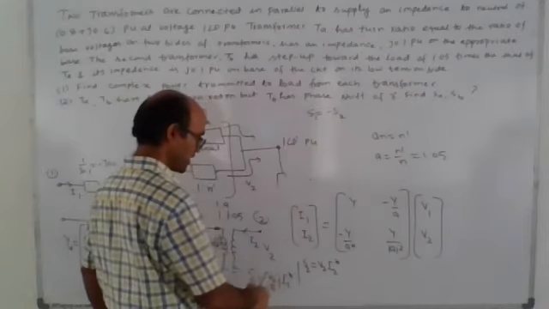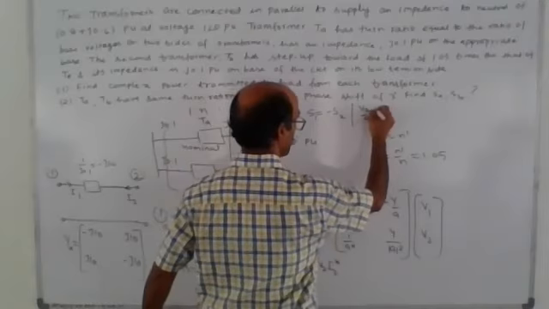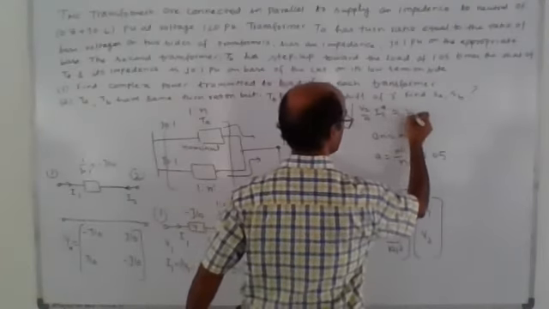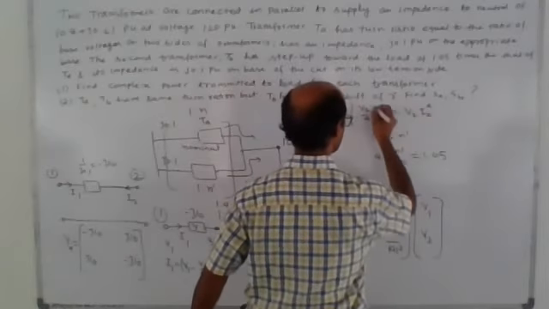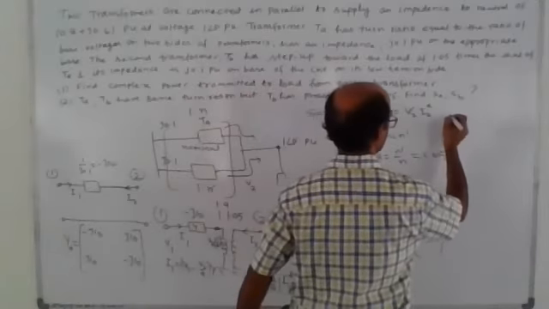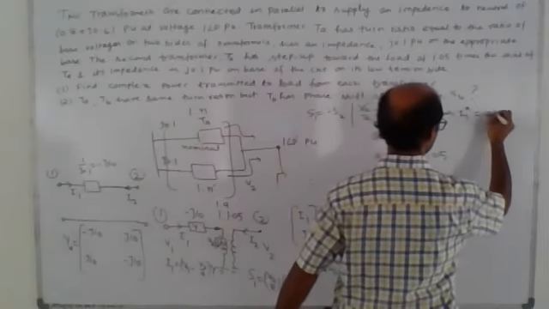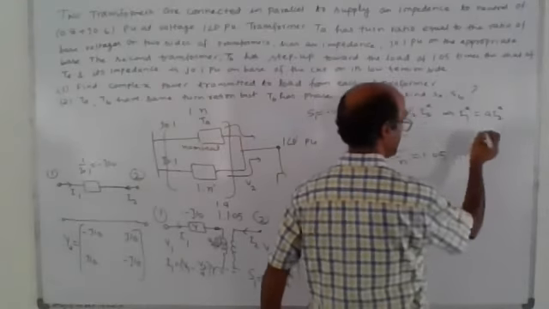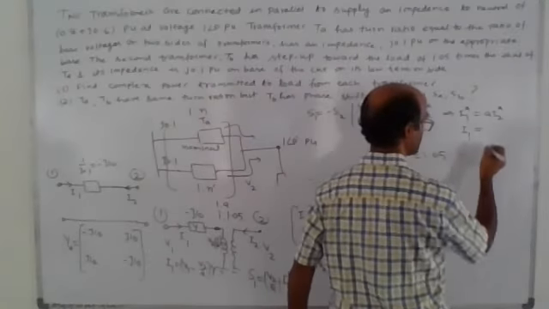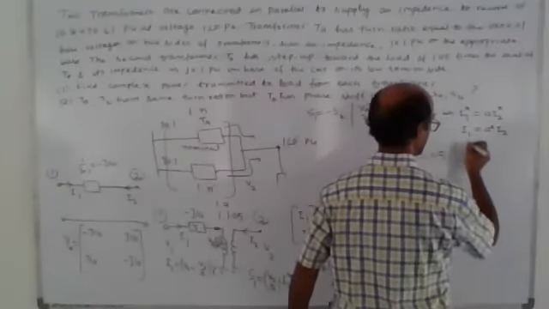If you put both equal, then V2 by a into I1 conjugate equals V2 into I2 conjugate. V2 gets cancelled. So from here we can say I1 conjugate equals a into I2 conjugate. If I take the conjugate again, the double conjugate will become the original value. If you take the conjugate two times of any complex number, it will return to its original number.